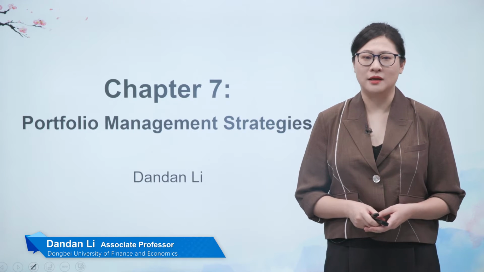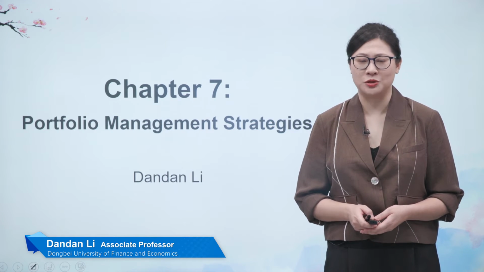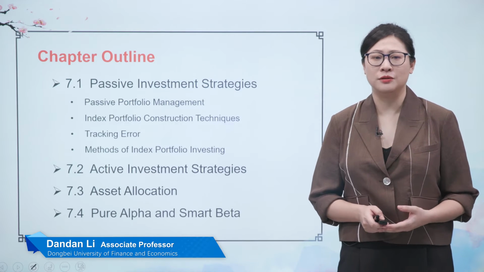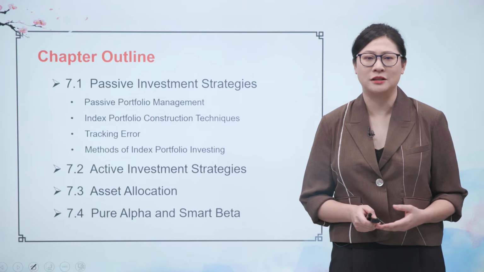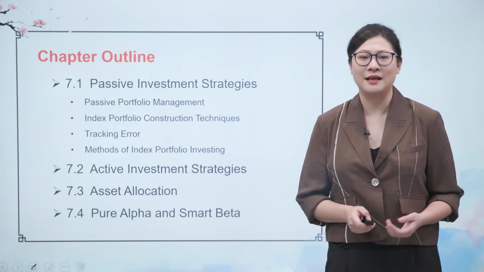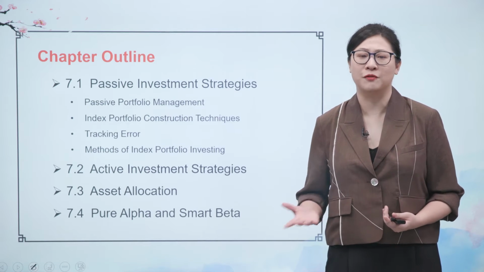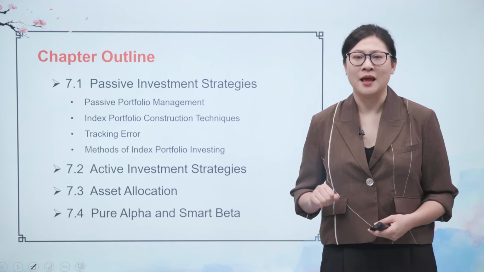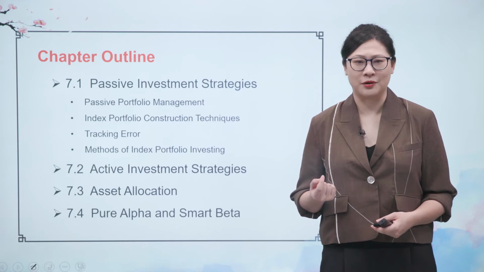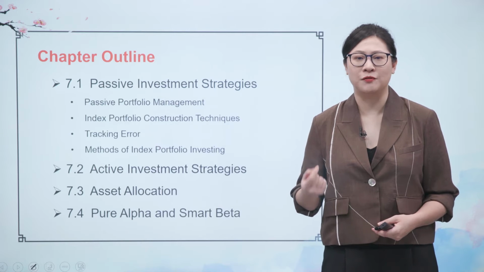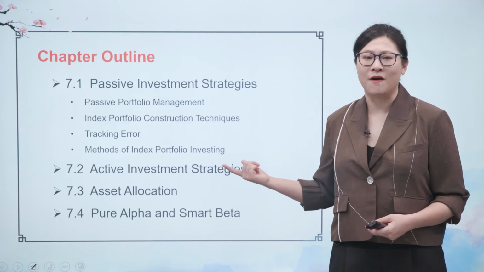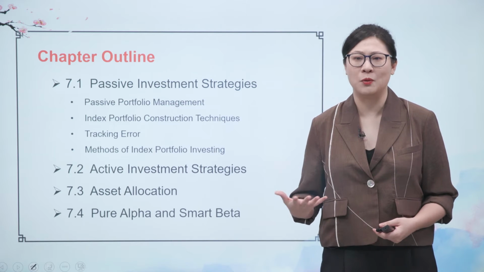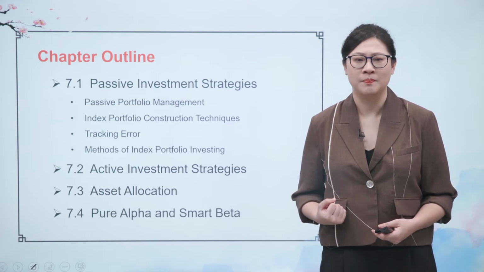Everyone. Today we will talk about portfolio management strategy, chapter 7. In this chapter, we will introduce the passive investment strategy first to help you understand what passive portfolio management is, how we can construct the passive portfolio, and then we introduce tracking error and methods of index portfolio investing. The next part we will introduce what the active investment strategy is. How can we do active investment?